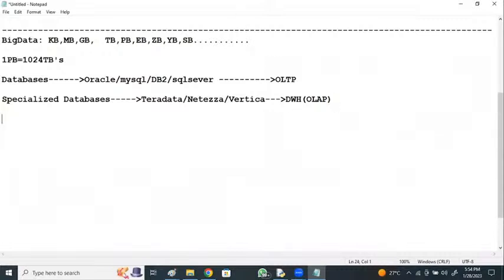Now, these databases or specialized databases can handle data only up to some extent: databases in GBs of data, specialized databases in TBs of data. But to handle petabytes of data, these databases cannot. As a solution to all these storage level problems, and not only storage but also processing, we have a framework like Hadoop for storage and processing. Later, I'll come back to what Hadoop and Spark are.